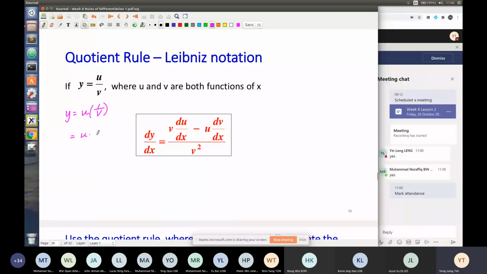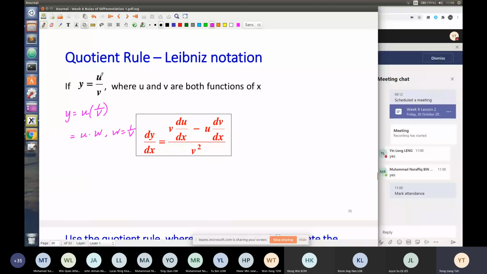Okay, because v is a function of x, therefore w will be a function of x. So therefore, you can apply the product rule on u times w, instead of using the quotient rule u over v. Of course, those will give you the same result if you differentiate them this way.